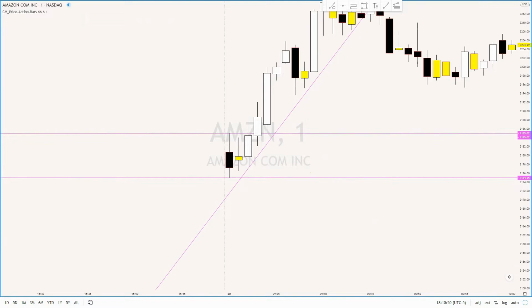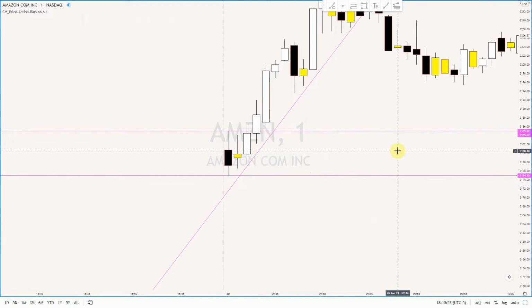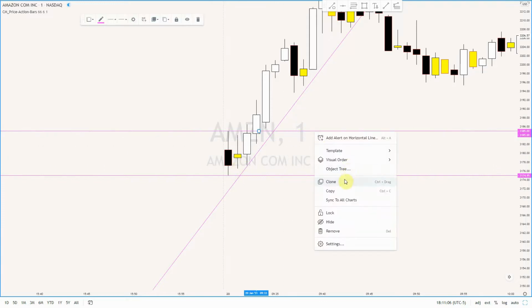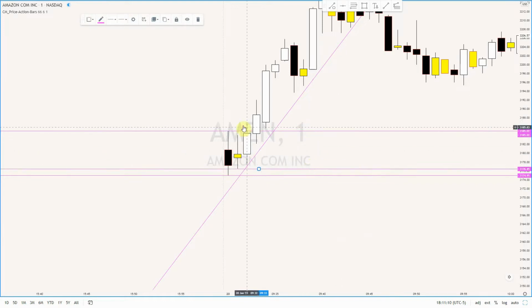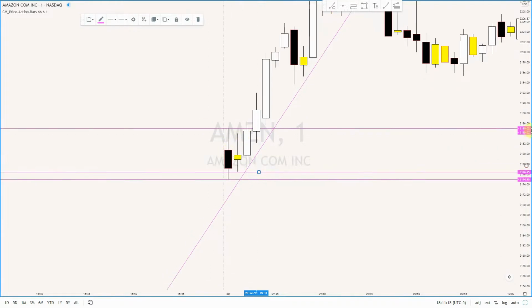So if we say that an uptrend is a low, a high, a higher low, and a higher high, we start out with a low here on the 1 minute and a high. The next candle we can see does in fact have a higher low, right? Right here. But you'll notice it does not have a higher high. So we don't have a definitive uptrend yet.